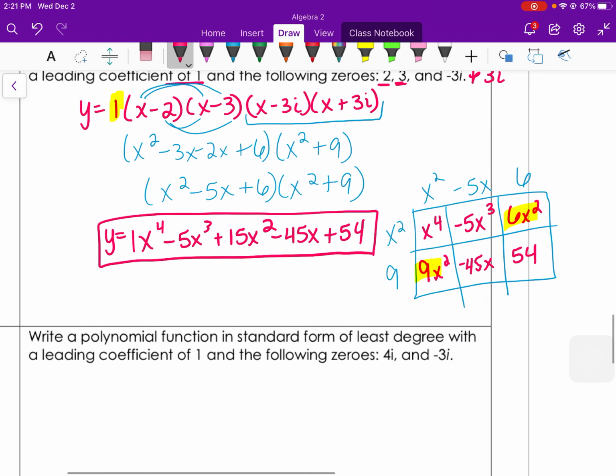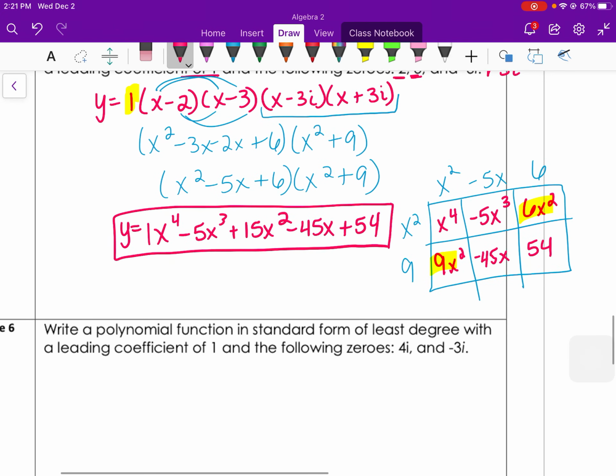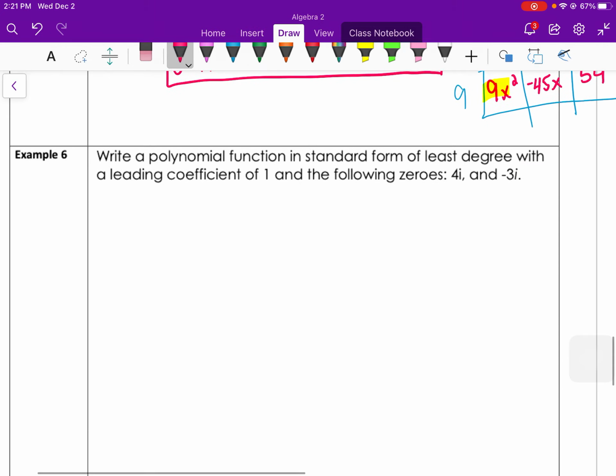All right, I don't know if you can hear my baby crying in the background, but I'm going to set up this one at least.